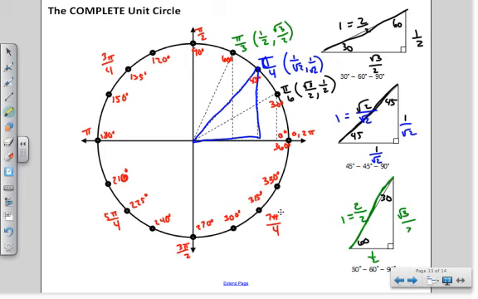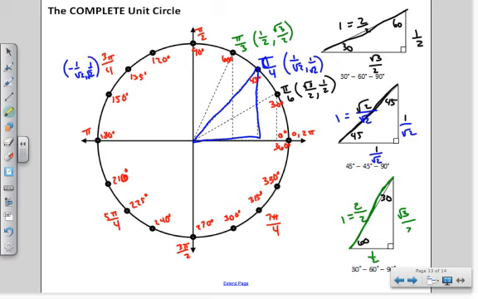Now let's go here to this one and look at pi over 4, our blue triangle over here. Do you see the x and the y? The x and the y here are going to be the same except x is negative. So in quadrant 2, we have the same coordinates, but x is negative 1 over square root of 2 and y is 1 over square root of 2.